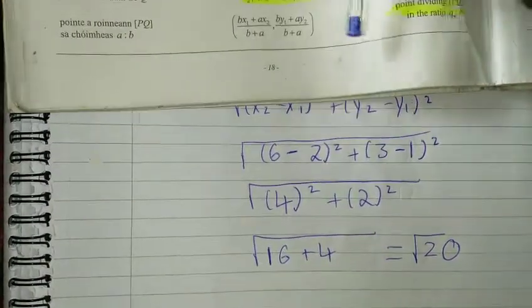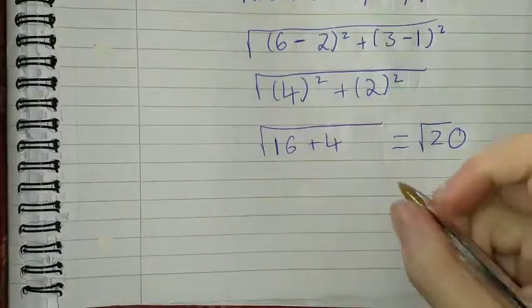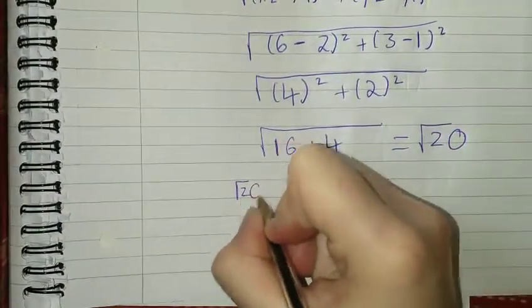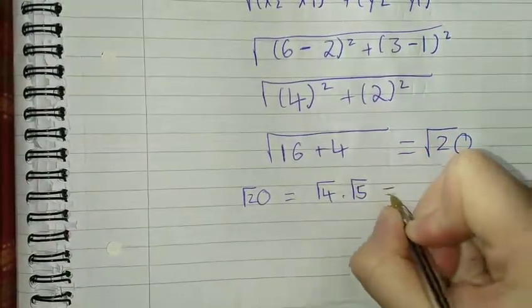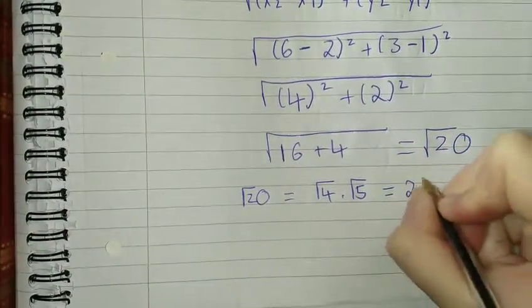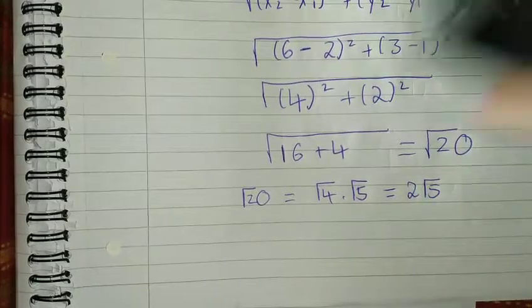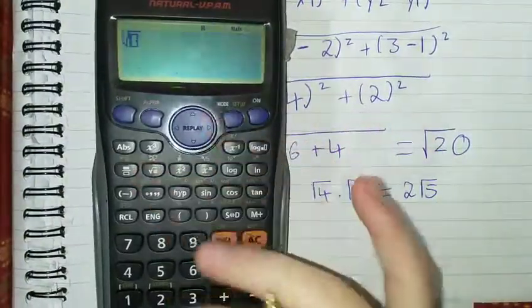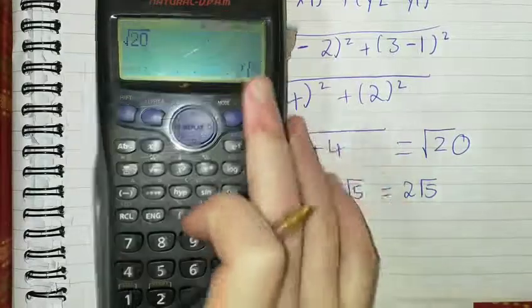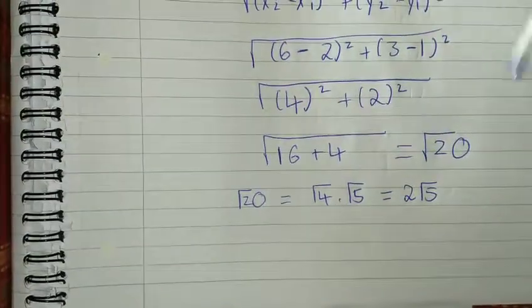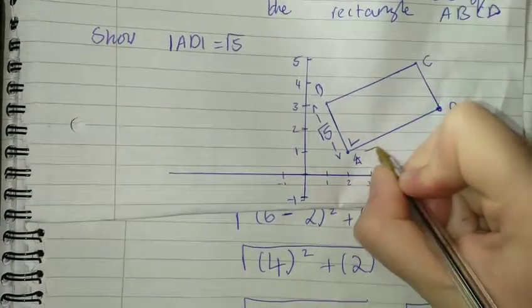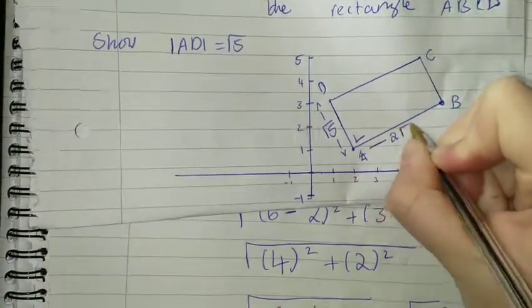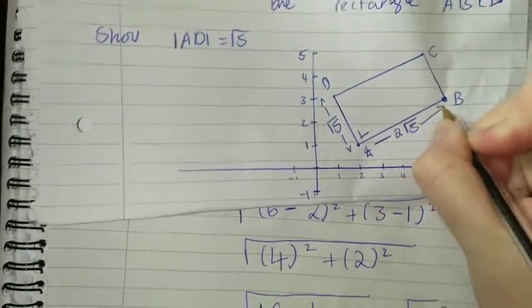So that's going to give us 16 plus 4, which gives us the square root of 20. But we can break the square root of 20 down. We can write the square root of 20 as the square root of 4 multiplied by the square root of 5. And the square root of 4 is 2, so that would be 2 root 5. And another way we can get the square root of 20, if we plug it into our calculator, it does it out and it says 2 root 5 as well. So we figured out that this is root 5, and then the length is 2 root 5.